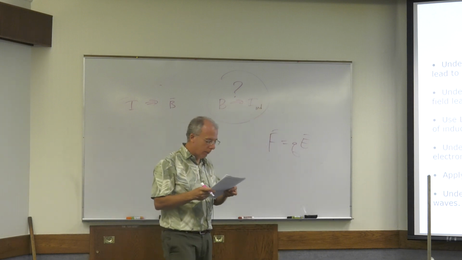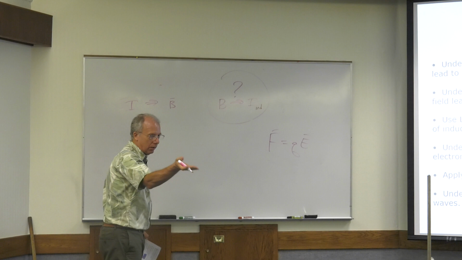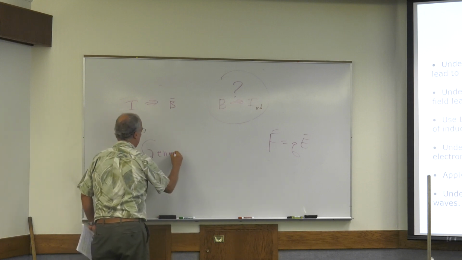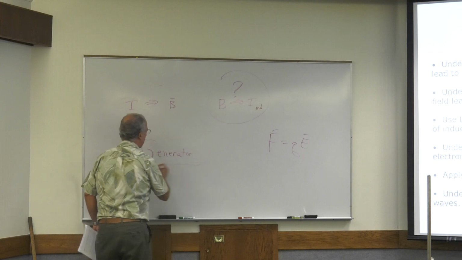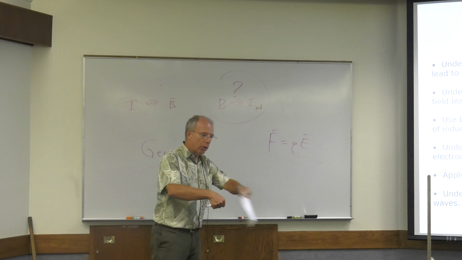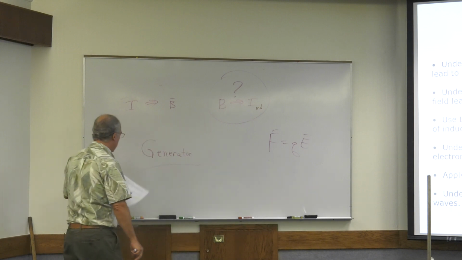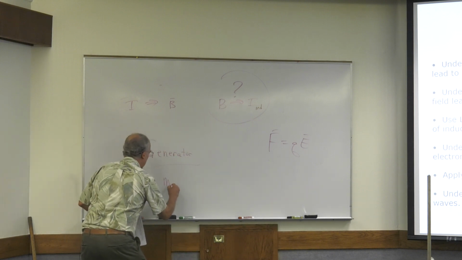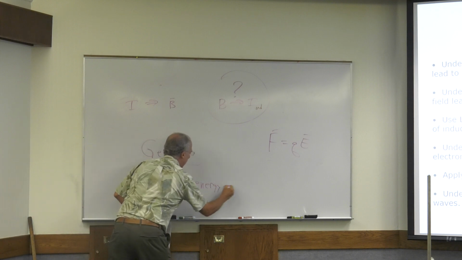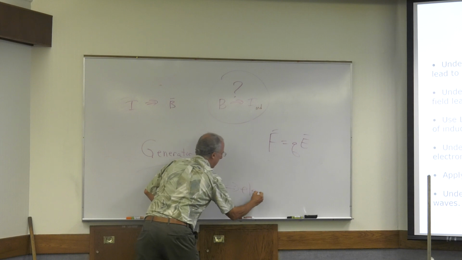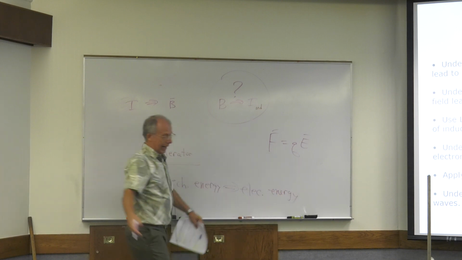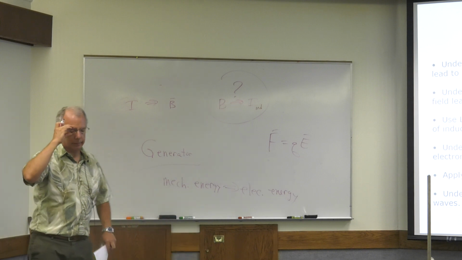So that's incredible, right? So what did we just do? We created what's called a generator, right? I had to work, I had to move the magnet or move the coil or something like that. So basically, what we did, we converted mechanical energy into electric energy. And that's what a generator does.